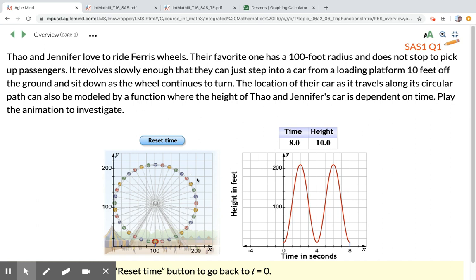You know, can I just say, I know it said that it's going slow enough that they can get on it, but have you watched how fast this thing is turning?